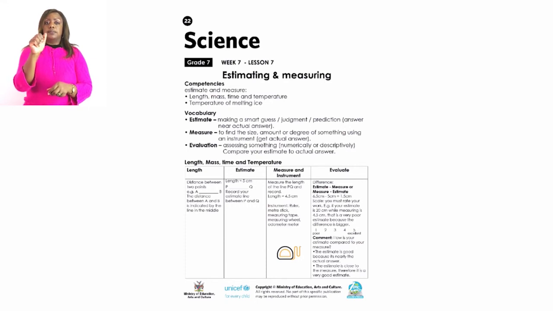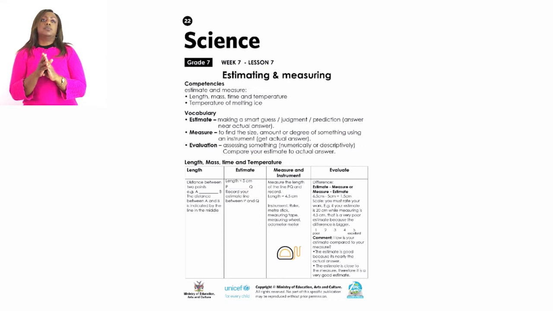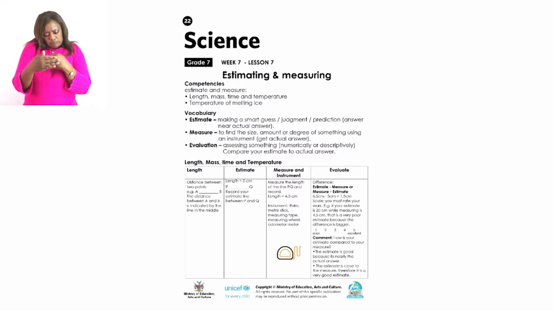It's also fine. If you look at the scale from 1 up to 5, you are going to rate yourself and see whether your estimation was better or poor. The gap between your estimate and measure should determine whether you have made a right estimation or a wrong one. The comment should be answering the question, how is your estimate compared to your measure? If the estimate is good, it means your estimate should be so close to the actual answer.